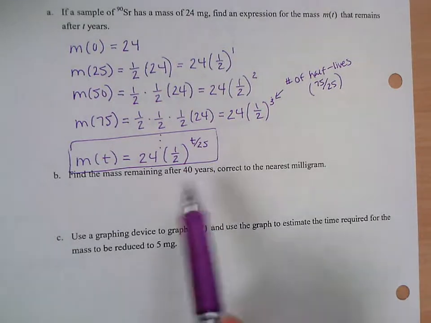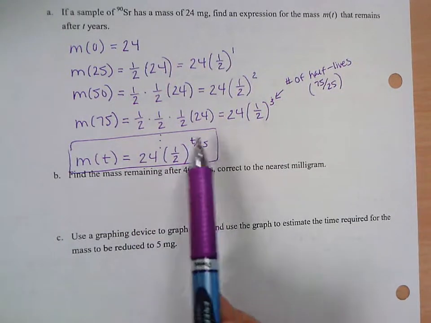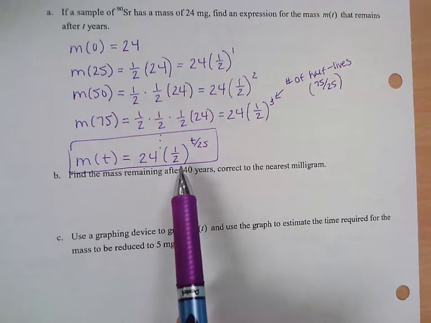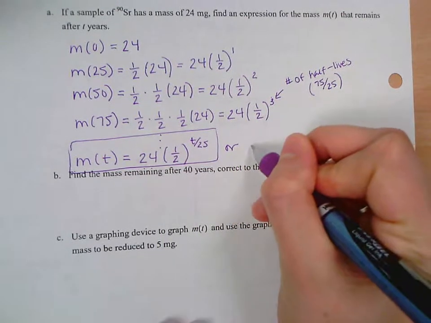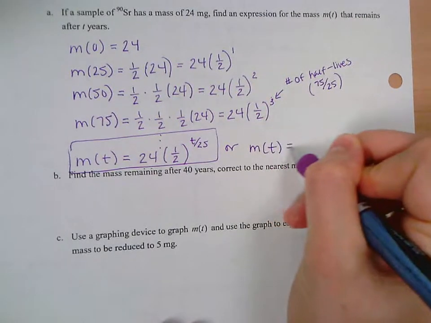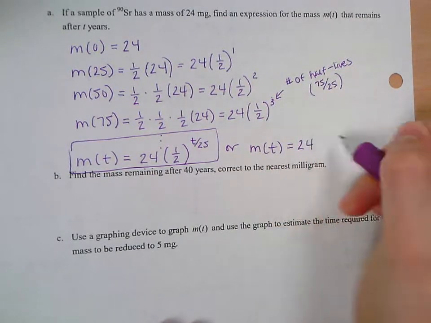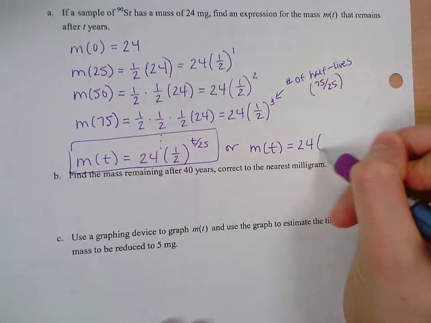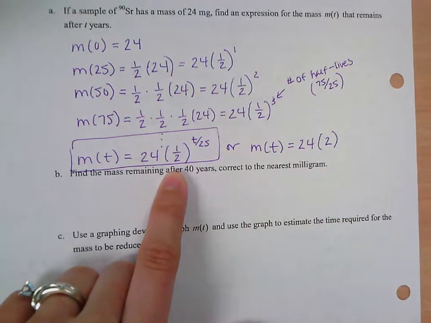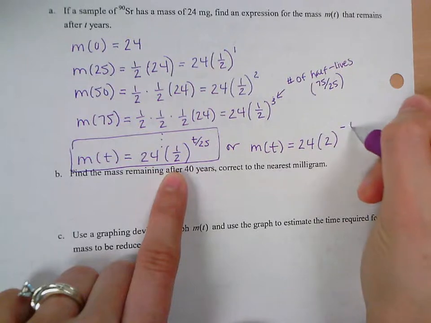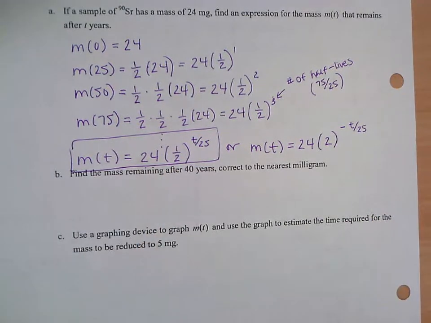You might see this written a different way if you are working on the practice out of the book and you're checking answers in the back. They might write it this way. You might see m of t equals 24 times, and then instead of a base of 1/2, they might put a base of 2 with then a negative exponent. Okay, that means the same thing.